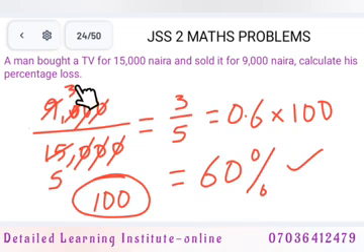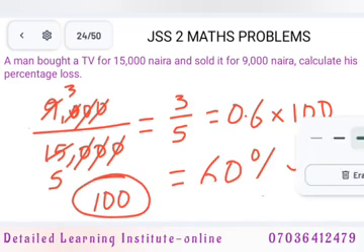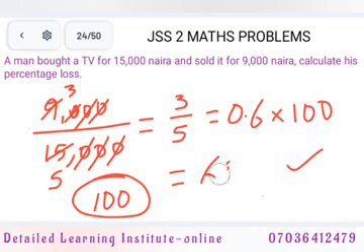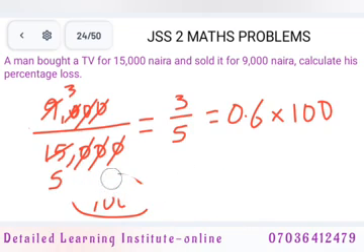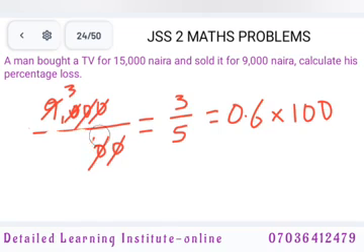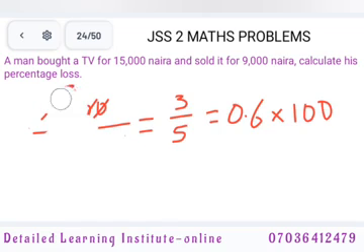So how do we calculate that loss? We calculate that loss by subtracting this 60% from 100%. Why? Let us assume that the man never had a loss. Let's assume the man sold the TV for the same price with which he bought it. So that means there will be no loss, right? There will be no loss.